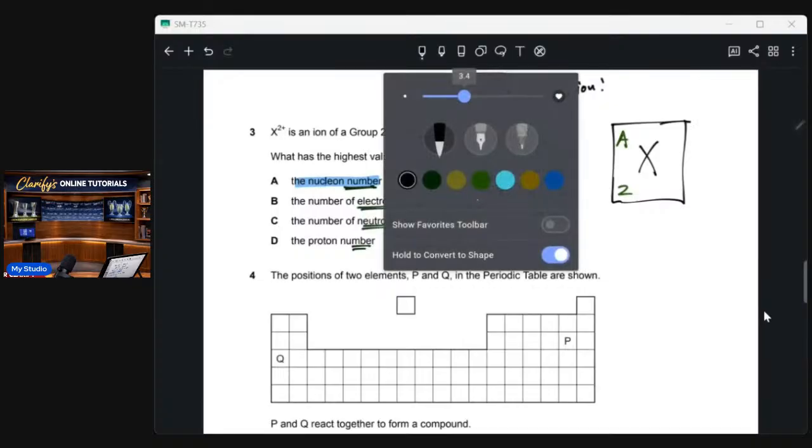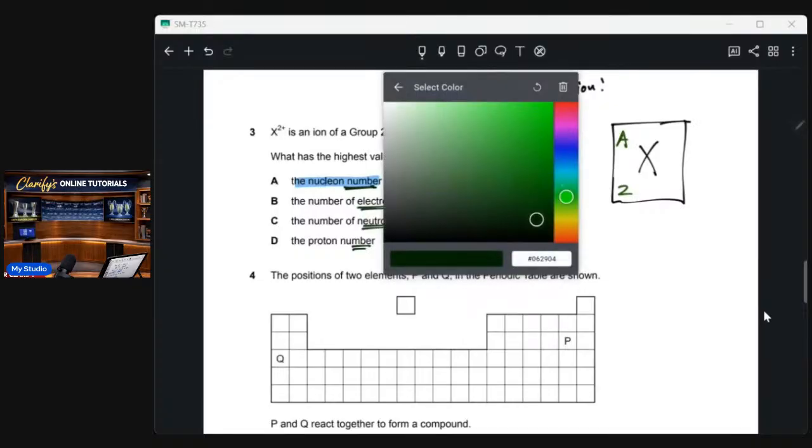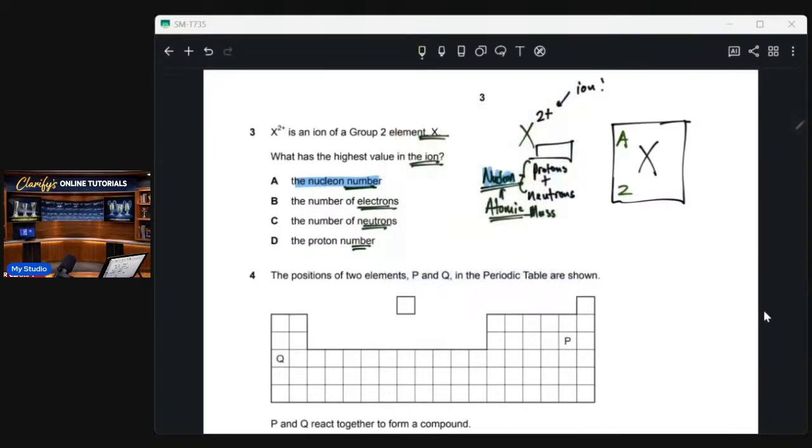We know that we have nucleon number, electrons, neutrons, and protons. Now, this will always be the biggest value. Changing the value on top here does not change the number of protons. What about the number of neutrons? No, doesn't change them. What about the number of electrons? If it's positive, it actually reduces them.